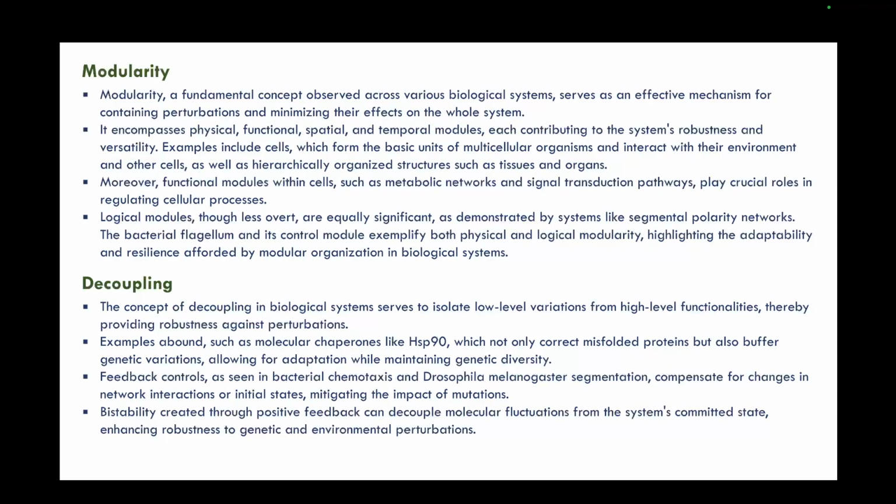Logical modules, on the other hand, are less overt and are equally significant, as demonstrated by systems such as segmental polarity networks. The bacterial flagellum and its control module exemplify both physical and logical modularity, highlighting the adaptability and resilience afforded by modular organization in biological systems.